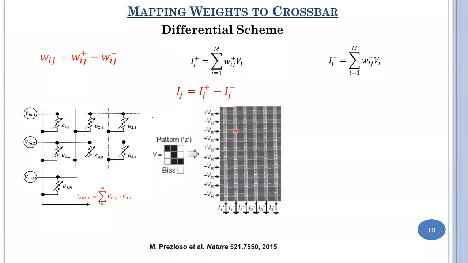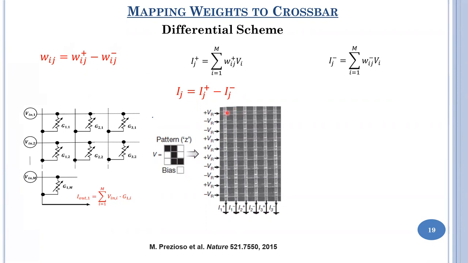So we performed software simulations and extracted a few weights. We converted those weights into two subweights, one representing the positive part and one representing the negative part. Then we programmed those positive and negative subweights onto adjacent columns.